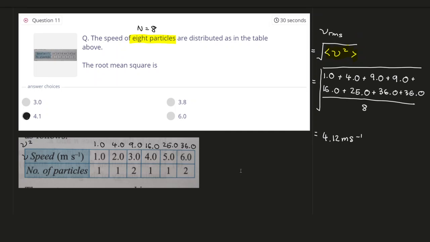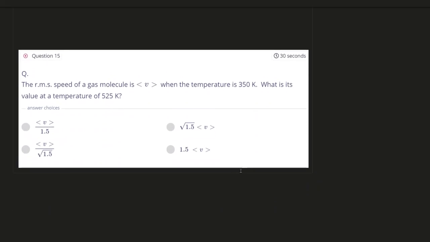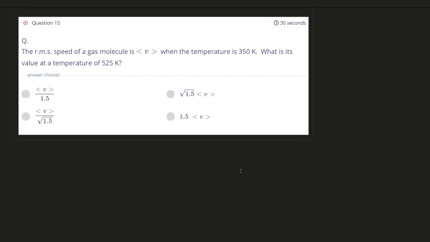Let's move on to the next question. The next question says the RMS speed of a gas molecule is square bracket V when the temperature is 350 K. So let's just write it down.